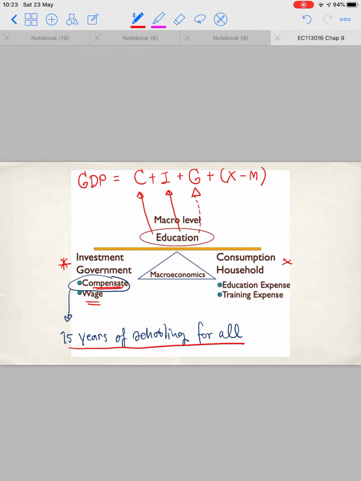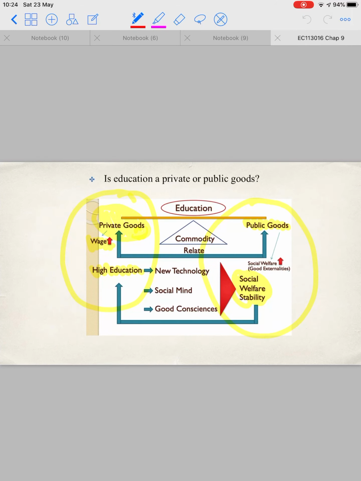On the other hand, household consumption is a part of consumption. Every household has to pay tuition fees for their children. So this is education expense or paying for training expense. This is one of consumption. So education can generate GDP. Is education a private or public good?